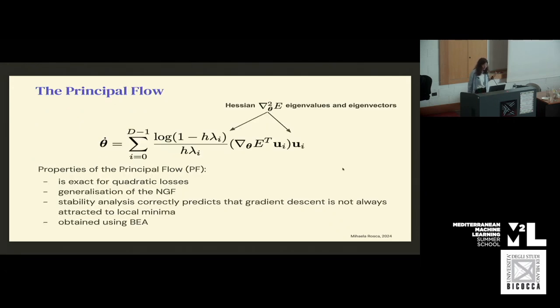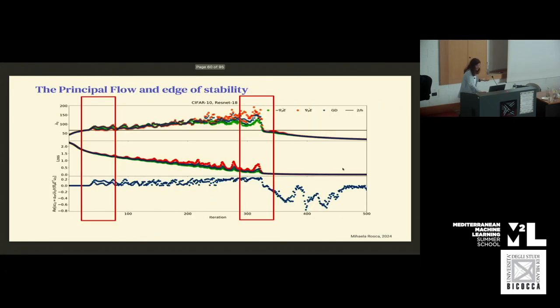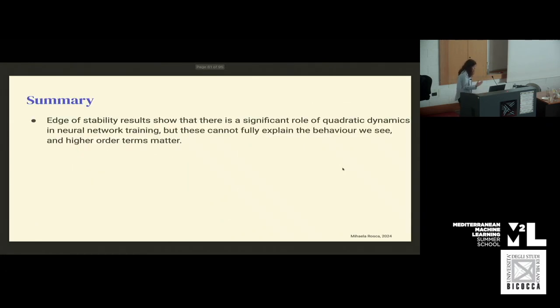Now, I'm not going to talk about this much, but you can actually start to understand even some of these behaviors through continuous time models. And you can introduce flows that not only track implicit regularization, but also instability in gradient descent, and also try to understand edge of stability results. So the summary of this part of the talk is that these edge of stability results seem to have a very important role in neural network training, but they cannot fully explain some of the behaviors that we see. And we cannot fully explain the behaviors we see with quadratic models, and we're still looking at trying to understand the higher order effects.